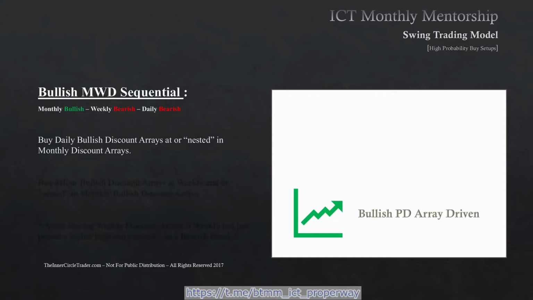So while the weekly and daily may look bearish, if the monthly still has its conditions that it showed a displacement higher, that means on a longer time frame they're bullish. They've been buying. All it's requiring is the weekly and the daily to retrace lower to get another long-term buying opportunity. And that's what you'll be focusing on by looking at nested or monthly discount arrays, trading only at those, buying at that level. And we can buy 4-hour bullish discount arrays at weekly and or nested monthly bullish discount arrays.